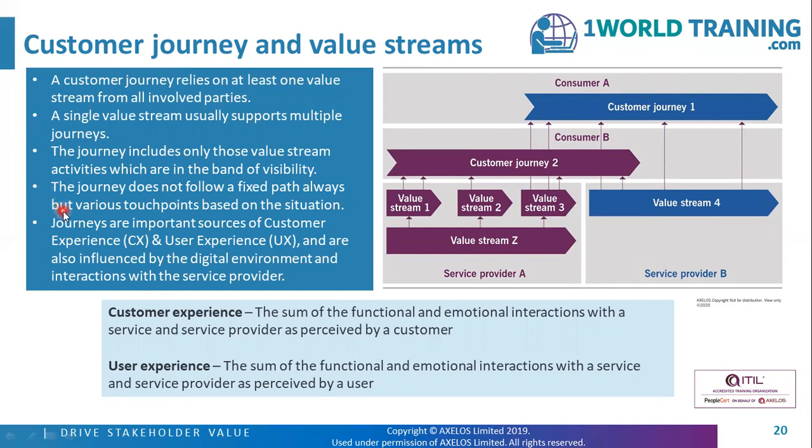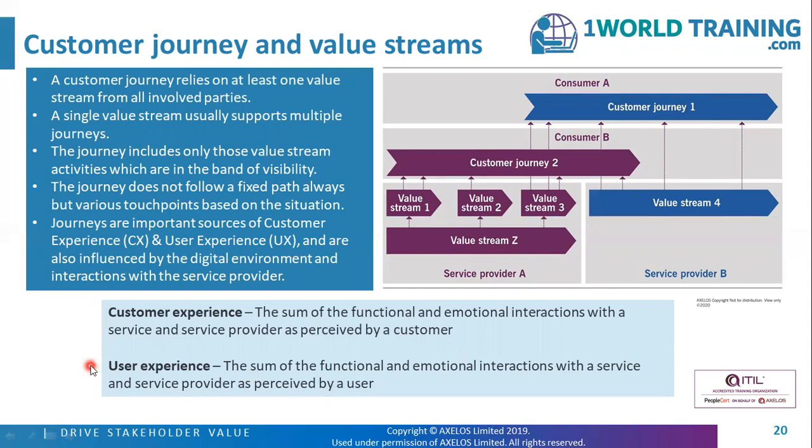end of the journey. Journeys, therefore, are important sources of customer experience and user experience, and are also influenced by the digital environment and interactions with the service provider. CX, customer experience, is the sum of the functional and emotional interactions with the service and service provider as perceived by a customer. Remember that a customer is the one who defines the requirements of the service and is responsible for the outcomes of the service, whereas a user is somebody who uses a service.